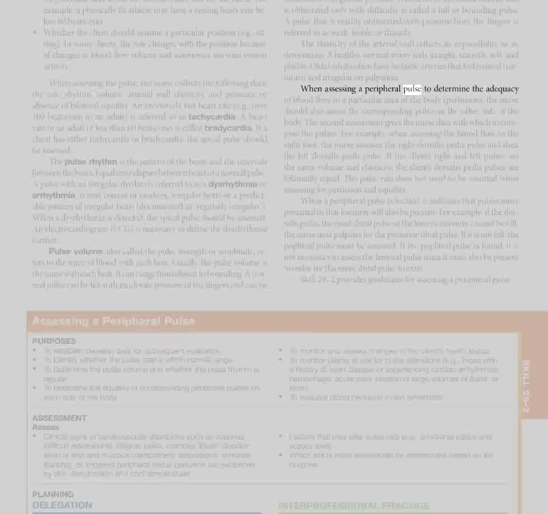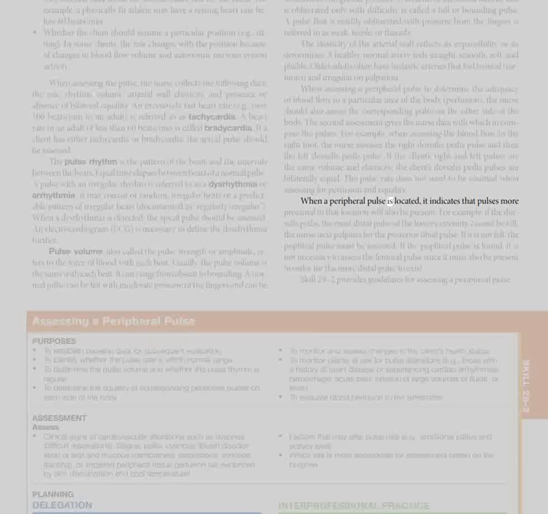When assessing a peripheral pulse to determine the adequacy of blood flow to a particular area of the body, perfusion, the nurse should also assess the corresponding pulse on the other side of the body. The second assessment gives the nurse data with which to compare the pulses. For example, when assessing the blood flow to the right foot, the nurse assesses the right dorsalis pedis pulse and then the left dorsalis pedis pulse. If the client's right and left pulses are the same volume and elasticity, the client's dorsalis pedis pulses are bilaterally equal. The pulse rate does not need to be counted when assessing for perfusion and equality.